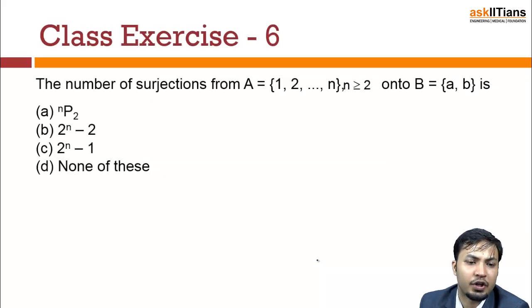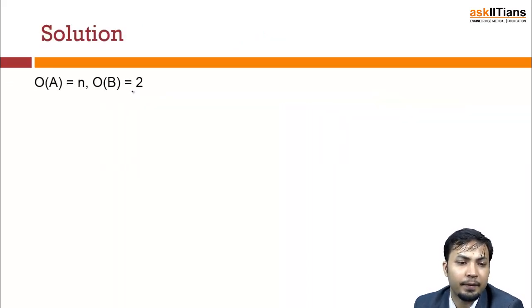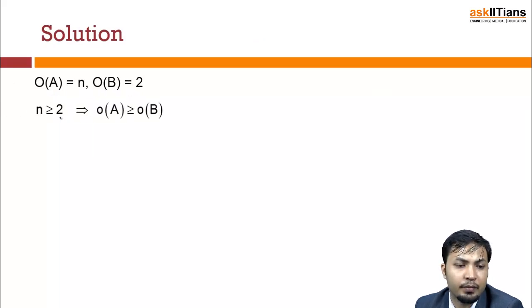Now question number 6 says the number of surjections from A onto B, where A has n elements for all n greater than or equal to 2, is. I need to solve this question. How do I start with this one? Over here I'll first let O of A equals n, O of B equals 2. This will lead me for n greater than or equal to 2, I have O of A is always greater than or equal to O of B.